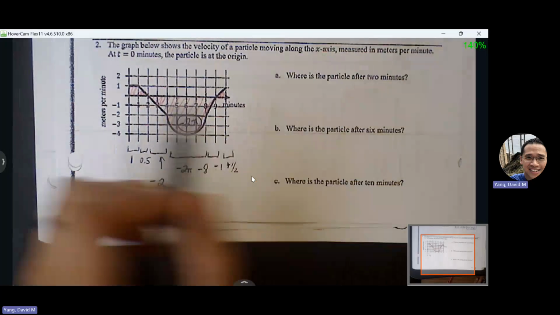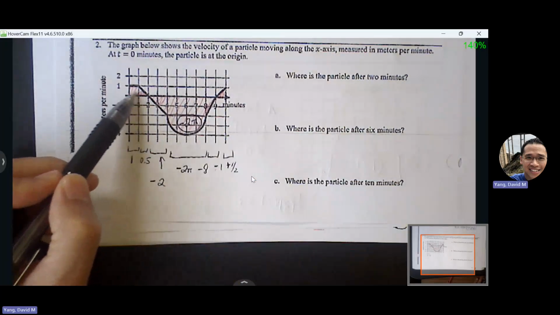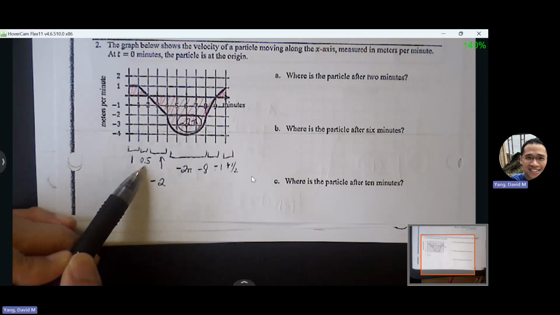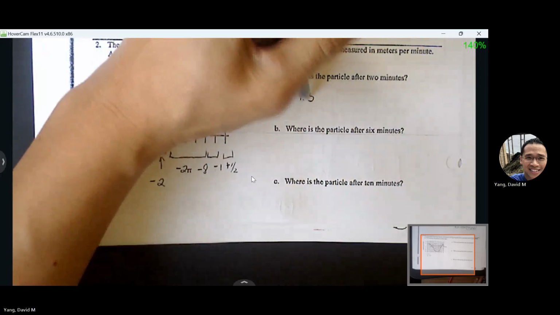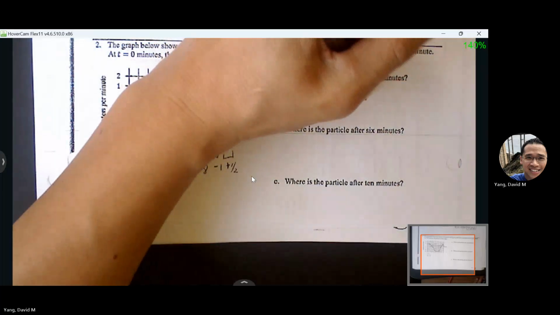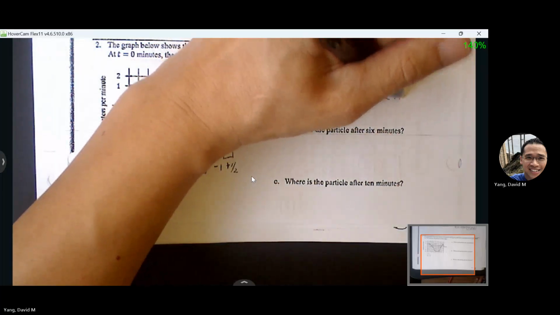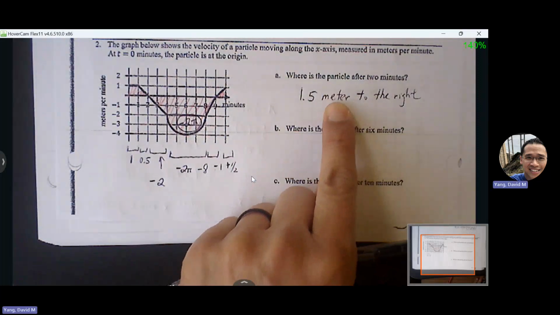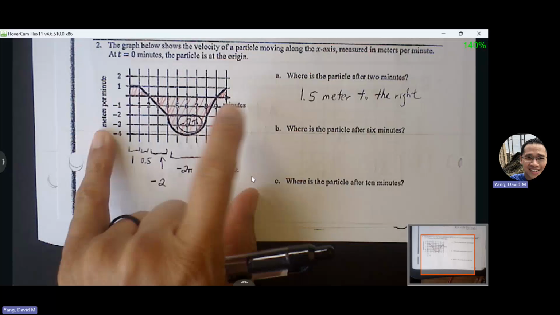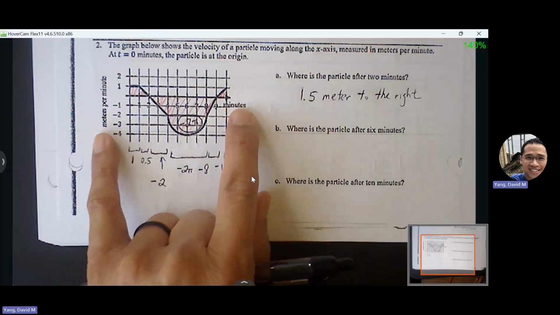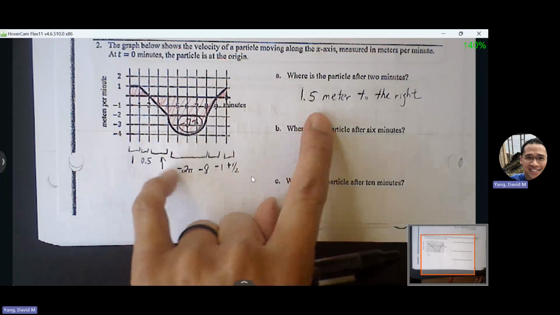Okay, where's the particle after 2 minutes? So 2 minutes in, he's moving to the right. So he's going to cover 1 meter and then another half a meter. Notice our units have changed, right? We started off with meters per minute, but if we're involving area, we have to multiply units together. So meters per minute times minutes will give us meters.